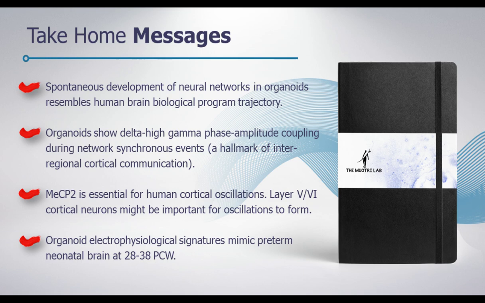I also told you that we can use this tool to model oscillations in a dish, and we have been looking for factors that are essential for these oscillations. MECP2, a gene implicated in several neurodevelopmental disorders, is a strong candidate, and likely does that by reducing the subtype of cortical neurons in layers 5 and 6.